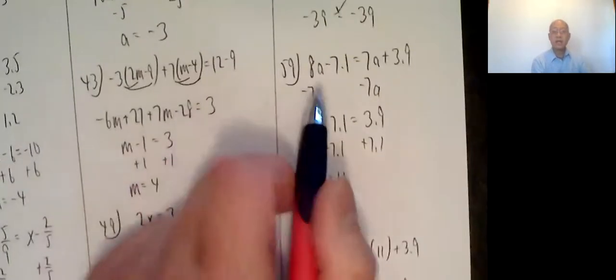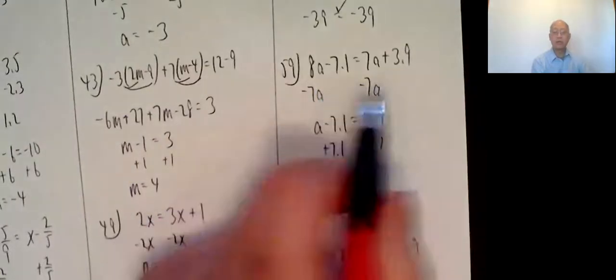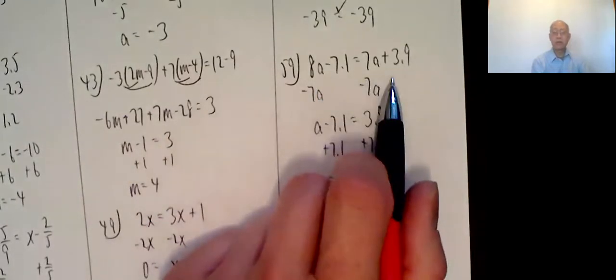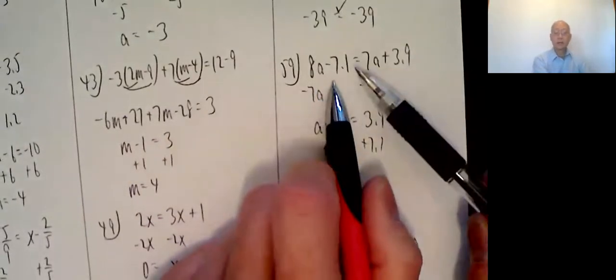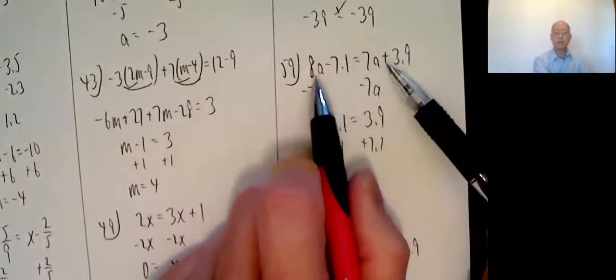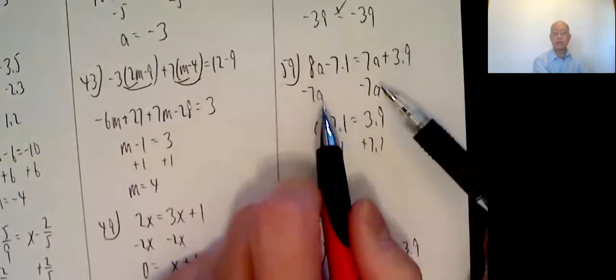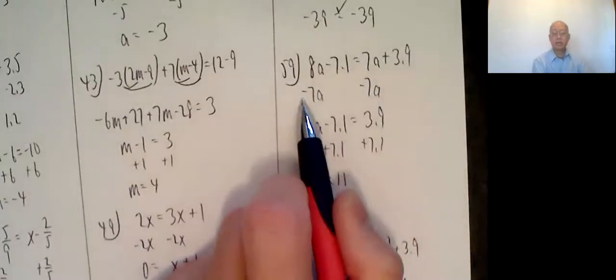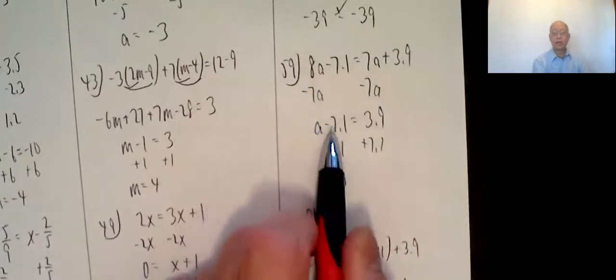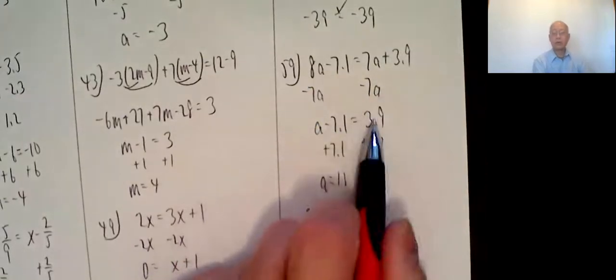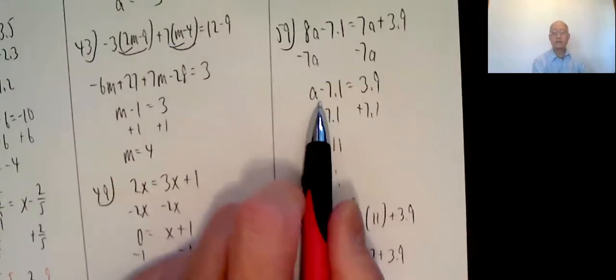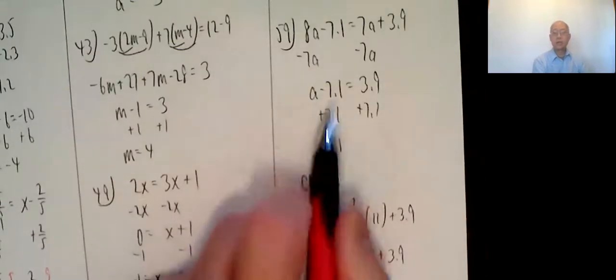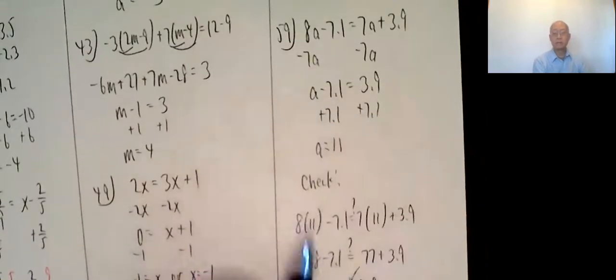And finally, 59. 8a minus 7.1 equals 7a plus 3.9. Okay. We have a's on both sides of the equal sign. Get it on one side, preferably with a positive sign. Subtract 7a on both sides. That cancels out. 8a minus 7a is 1a, or just a. So a minus 7.1 equals 3.9. Get rid of negative 7.1, add 7.1. That cancels out. a is equal to 11.